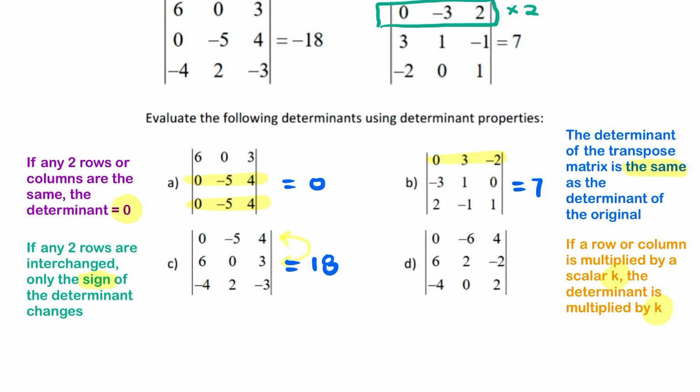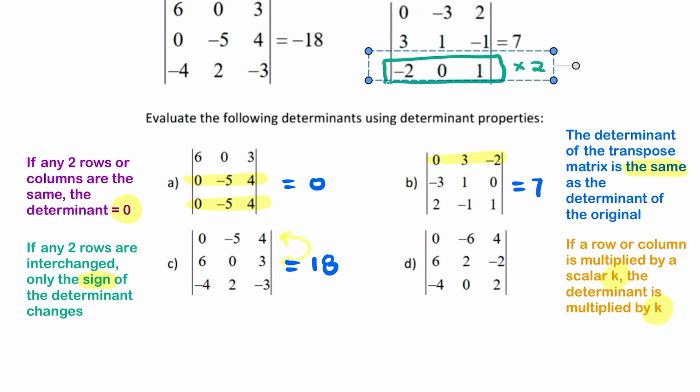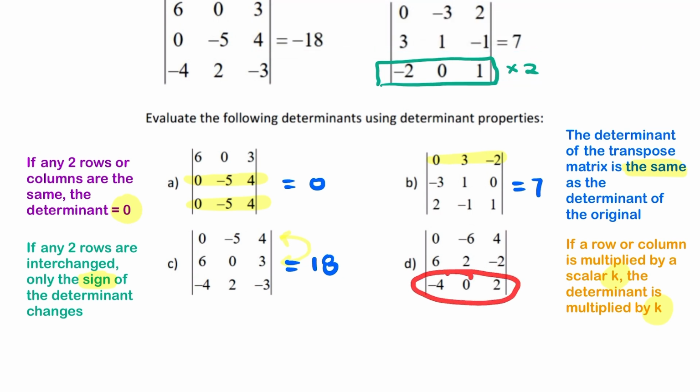But wait, if you look carefully, you'll find that the second row is also multiplied by 2. So 3, 1, negative 1. If you multiply that by 2, you get 6, 2, negative 2. So the second row is also multiplied by 2. And the third row is multiplied by 2. So the determinant will be multiplied by k 3 times.